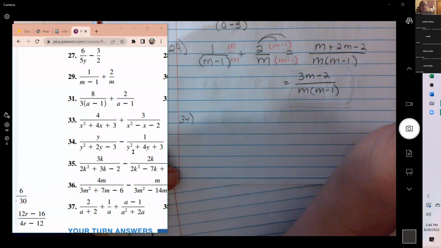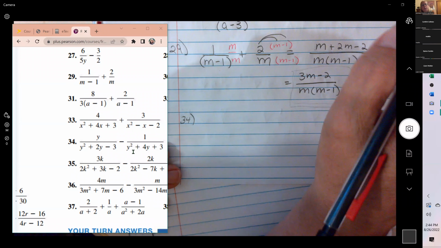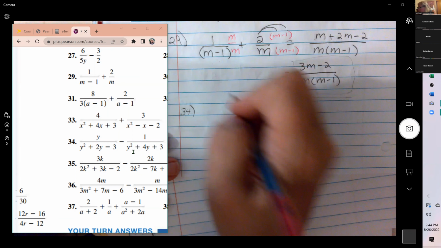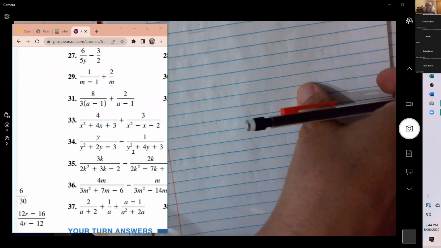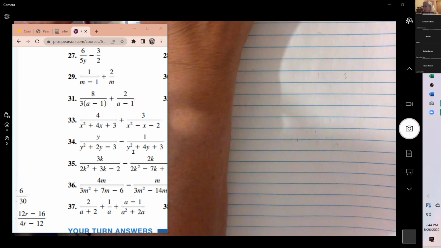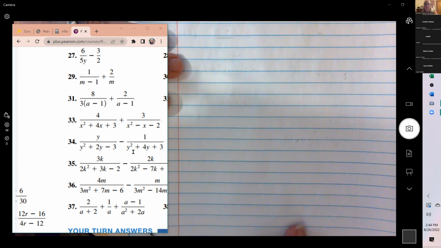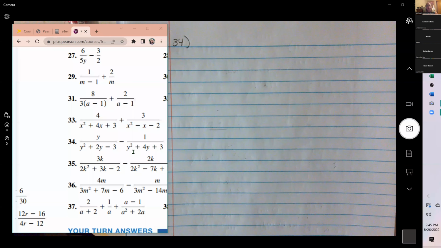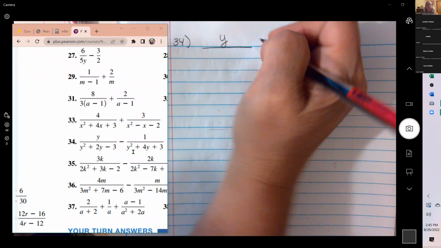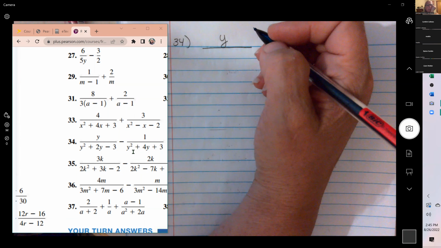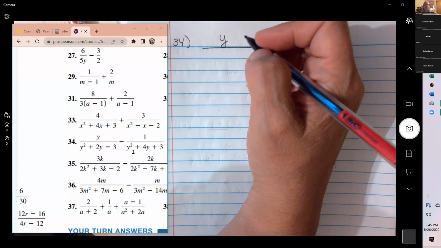Number 34. So for number 34, I'm going to factor it while we're doing it, just to save time. In order to combine them, they need to have the same denominator, and these two do not. So I'm going to factor them. The first one, y squared plus 2y minus 3.